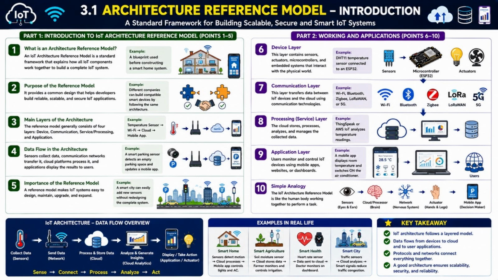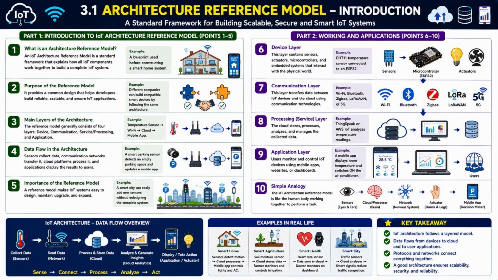This device layer contains sensors, actuators, microcontrollers, and embedded systems that will interact with the physical world. Physical world means IoT components only. That means our sensors, camera, blink devices like that. Example, a DHT11 temperature sensor is connected to an ESP32 controller. From there, we can get the room temperature information on our mobile.